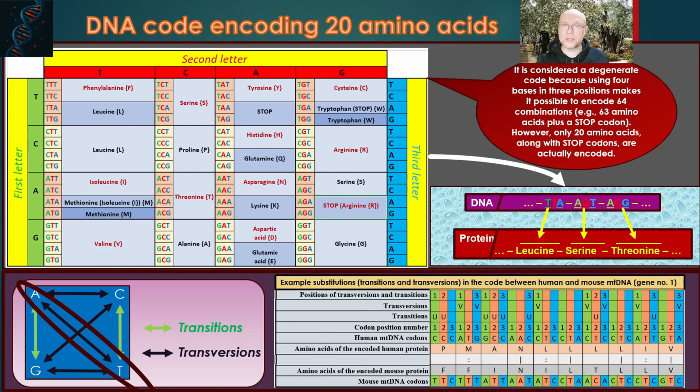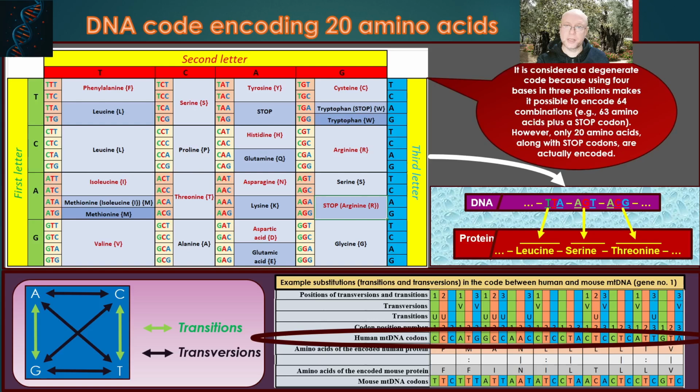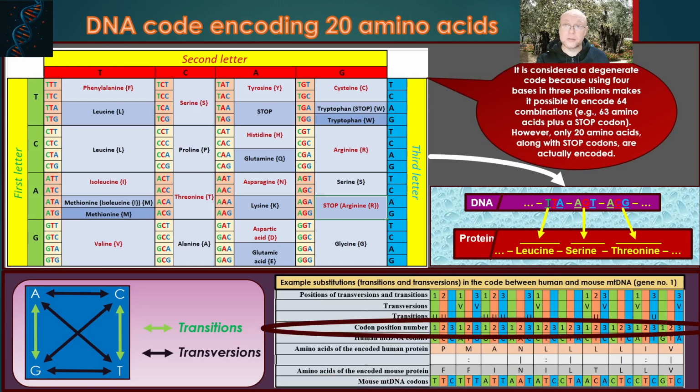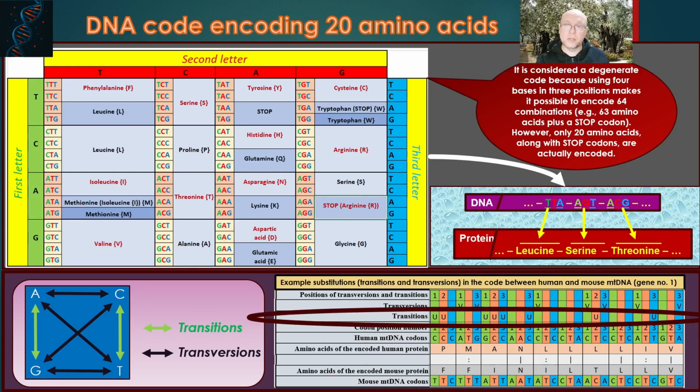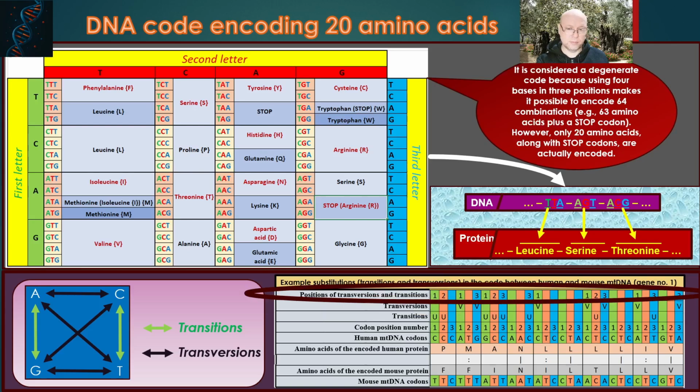Transitions and transversions are best illustrated with a specific example. In the comparison of two fragments of the mitochondrial DNA genes from human and mouse, we can see the human DNA codons and their corresponding mouse DNA codons. Just above, we can see the rows showing the individual positions of the codon. We can see the row of transitions, labeled as U, the row of transversions, labeled as V, and above them the row indicating the position at which the substitution occurred.